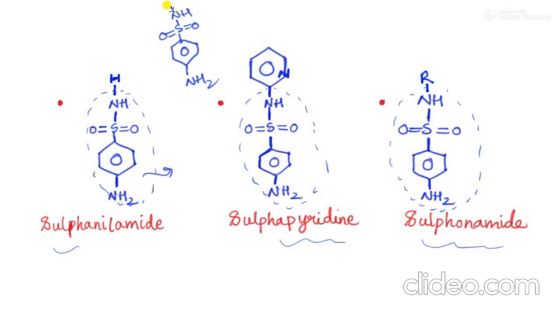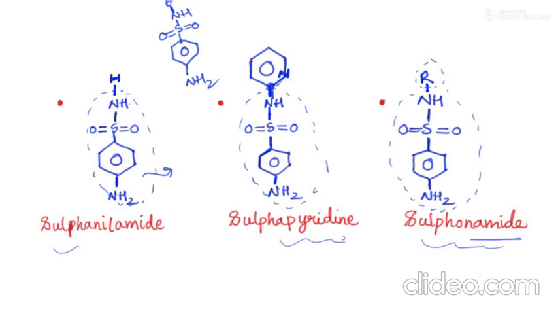Okay, now what you keep here changes. Based on what you keep here, the drug will be named accordingly. Suppose if you keep hydrogen there, it will be called sulfanilamide. If you keep pyridine in a certain fashion, such that the carbon adjacent to nitrogen of pyridine must be connected here, then it will be called sulfapyridine. Or if it is a normal R group, an alkyl group, then it will be called sulfonamide.